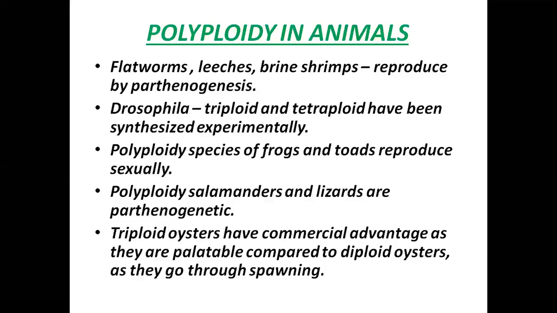The sterility of triploids has been commercially exploited in animals as well as in plants. Triploid oysters have been developed because they have a commercial advantage as they are palatable, in the sense they are edible, over their diploid relatives. The diploids go through a spawning season when they are unpalatable, but the sterile triploids do not spawn and are palatable year round. So this is how triploid oysters have more commercial advantage than their diploid counterparts.